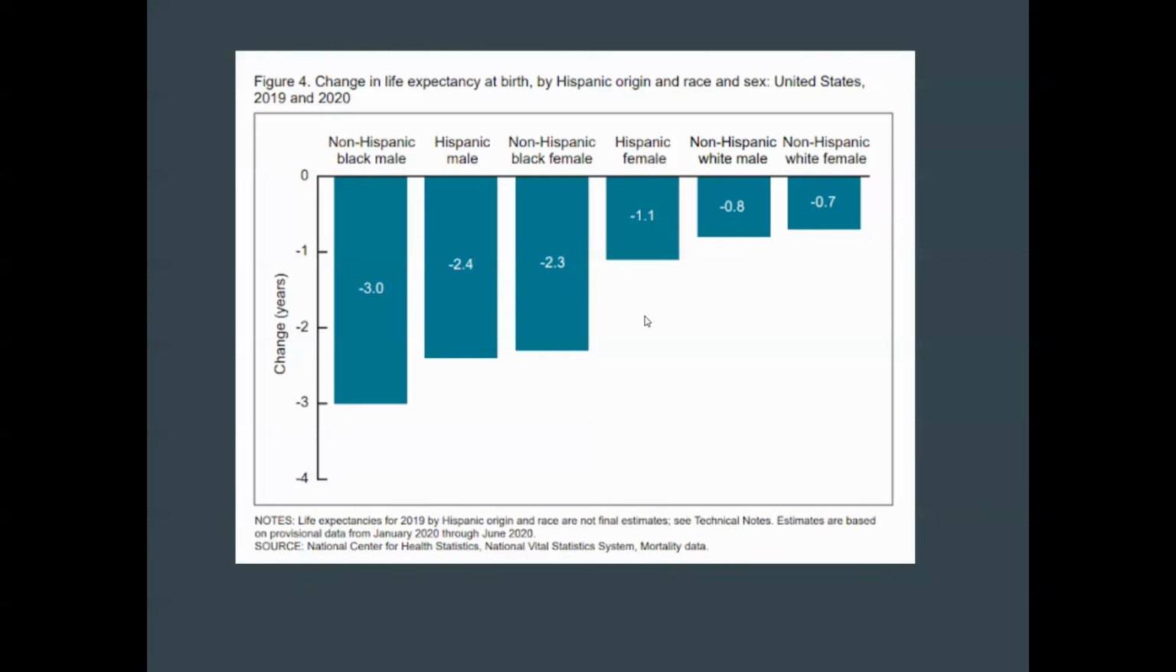Now, changes in life expectancy at birth, United States, 2019 to 2020. In other words, change in years. Black males dropped. In other words, the life expectancy of a black male in this country dropped by 3 years in a single year. The same is true for the non-Hispanic black female, who dropped not as much, but quite a bit. In all cases, there was a decrease in life expectancy in the United States. Mortality increased. We have to ask the question, why? What is causing that?